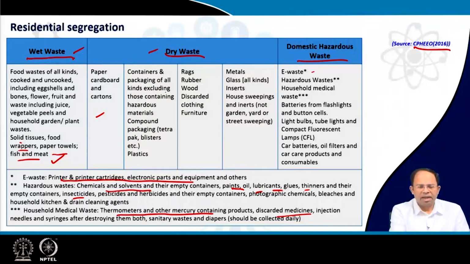Other kinds of containers and packaging of different kinds, like Tetra Paks and plastics, could be another category. Then rubber, wood, discarded clothing and furniture could be one category. Metal and the other inert waste could be one category. So it depends on what categories that particular ULB will create, but you can do some categories like this.